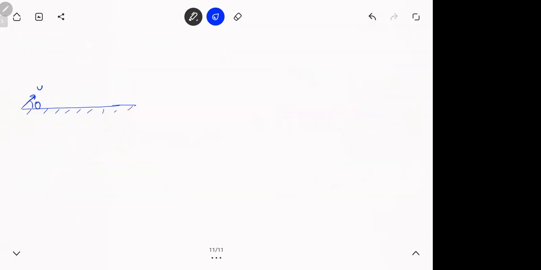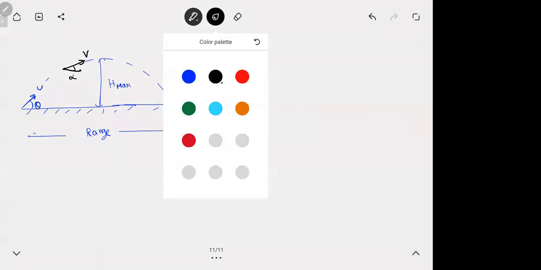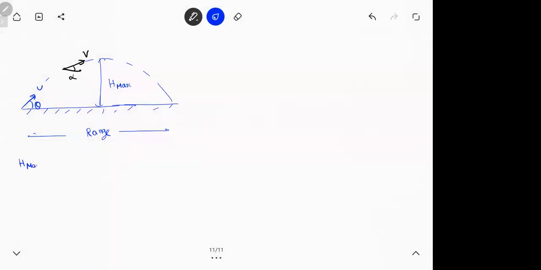So if you're projecting with u and theta, you land somewhere here. This is range. This is H max. This is the velocity with an angle alpha. So we know H max is u square sine square theta by 2g. Time of flight is 2u sine theta by g. Range is u square sine 2 theta by g. Remember, valid only when you come to the same level.